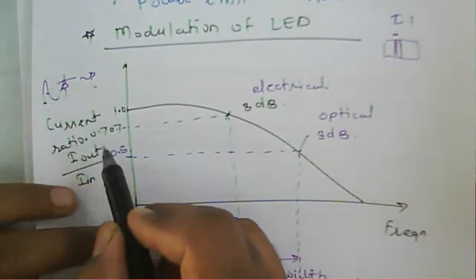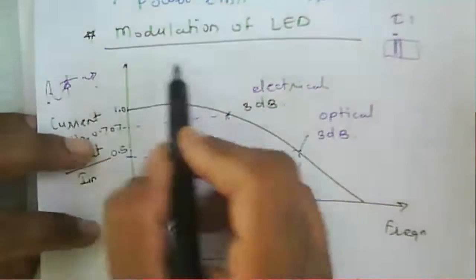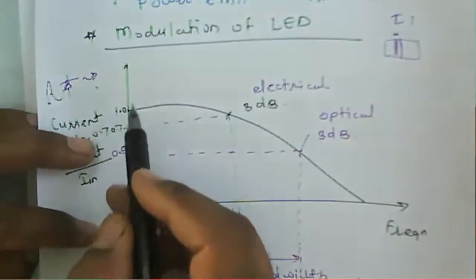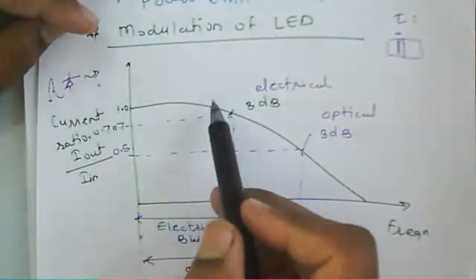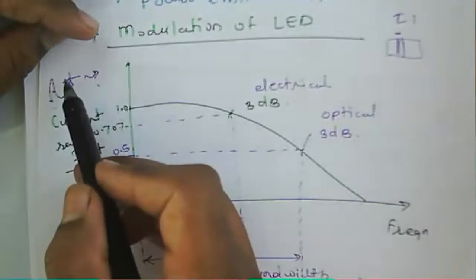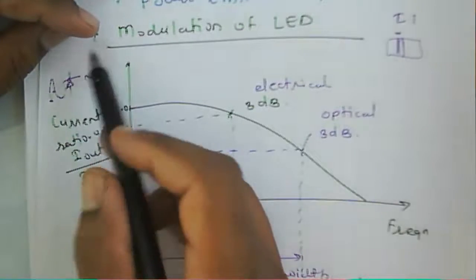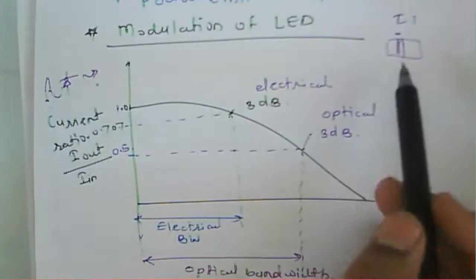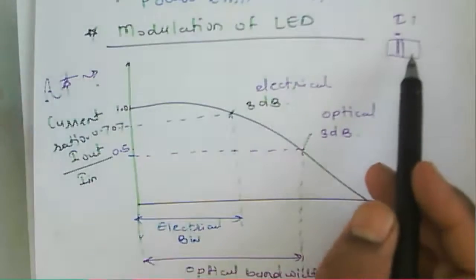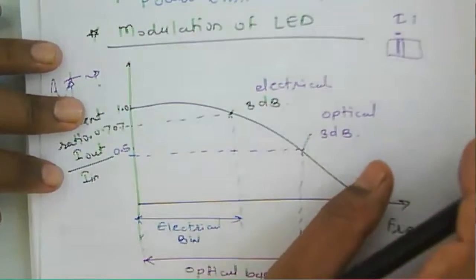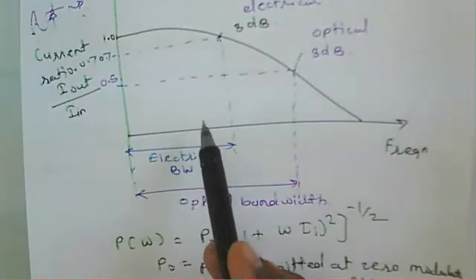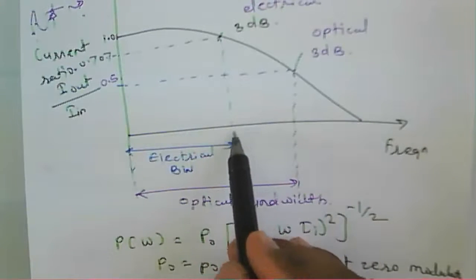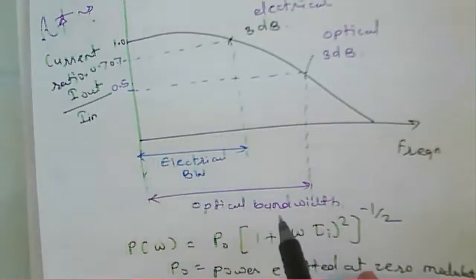So that's why we can say that the modulation of an LED depends upon the response time, and that will be limited by the recombination time in that particular active region, or you can say the carrier recombination time in this active region. So generally we can define it in terms of the electrical bandwidth, or we can define it in terms of the optical bandwidth.